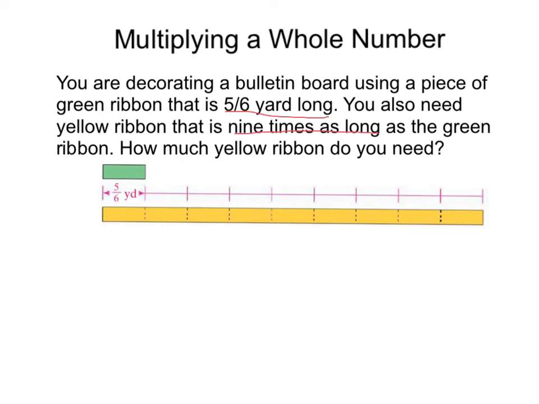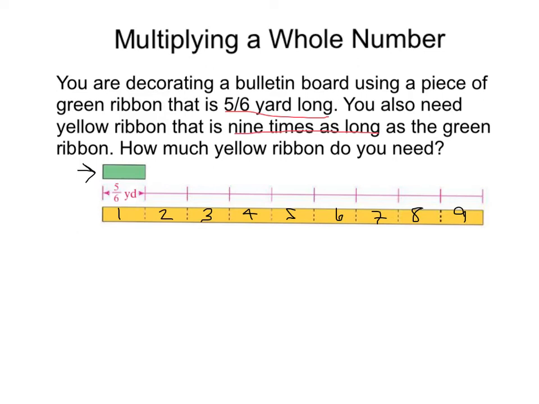Let's look at a picture that illustrates our problem. So we have our green ribbon that is 5/6 of a yard long, and then we know our yellow ribbon needs to be 9 times as long. So our yellow section is split into 1, 2, 3, 4, 5, 6, 7, 8, 9 sections. This is just to give us an idea of what this amount is going to look like.